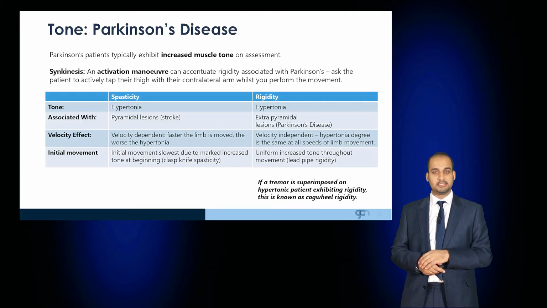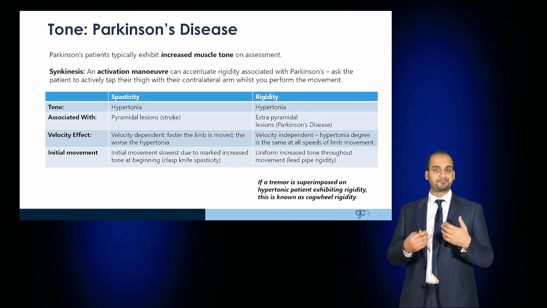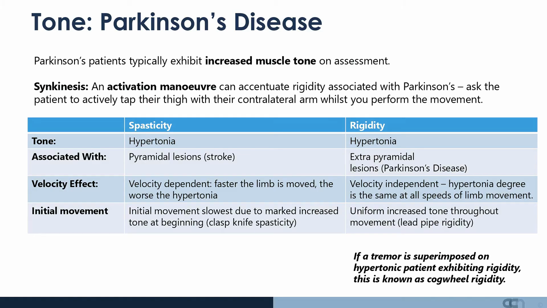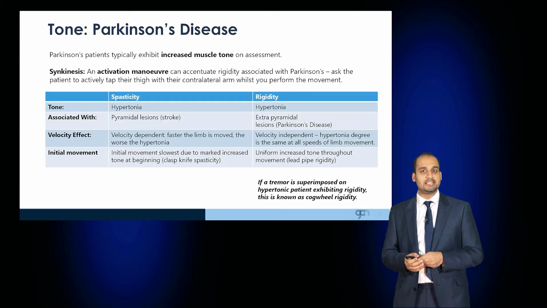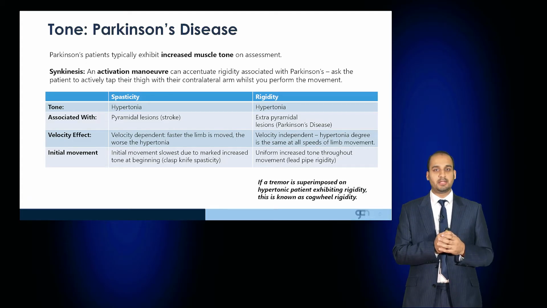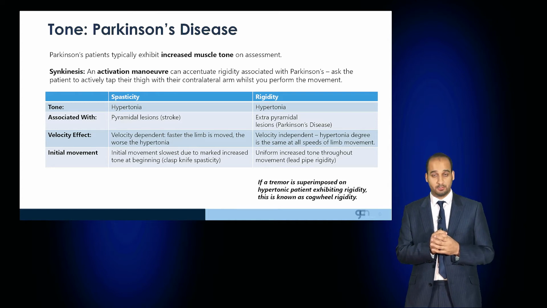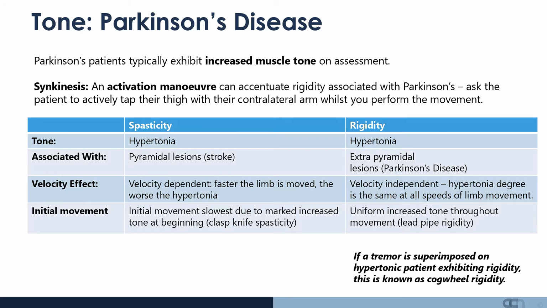The tone in Parkinson's disease is increased. And in particular, the tone is rigid, which means that it's velocity independent. The hypertonia is the same despite the velocity of movement, and the hypertonia is uniform throughout movement, with the cogwheel rigidity as a result of the tremor. Synkinesis is where an activation maneuver can accentuate rigidity associated with Parkinson's. So if you ask the patient while examining a limb to tap the thigh with their opposite hand, the tone will increase.